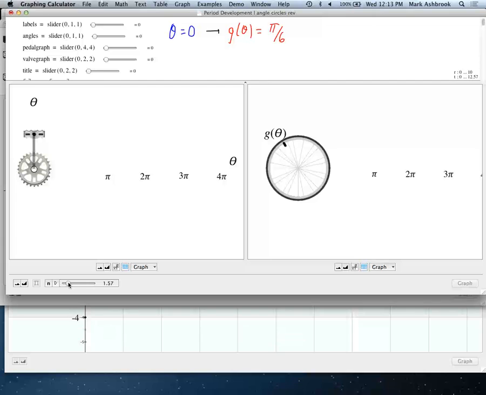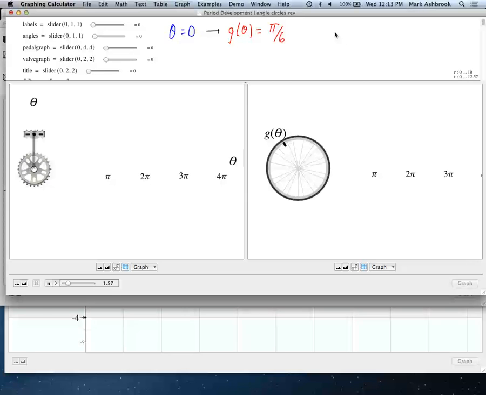Let's get you guys involved here. You can still give me an answer if you want to save somebody. Trudy, what do you think? What is this angle now for the tire valve? If the pedal's at pi over 2, where's the tire valve? Or how would you find it? You don't have to give me the final answer, just how would you get it? Pi over 2 plus pi over 6.